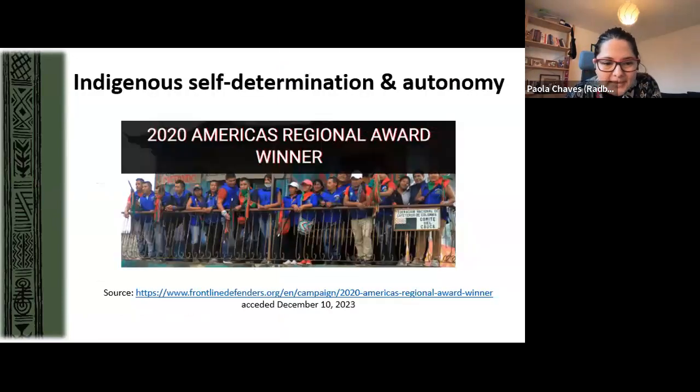The right-wing governments oppose this initiative, and many people in Colombia oppose the initiative as well. They find it dangerous. They find it suspicious. The indigenous guard won the Frontline Defenders recognition in 2020 for their humanitarian actions and their contribution to peace building.